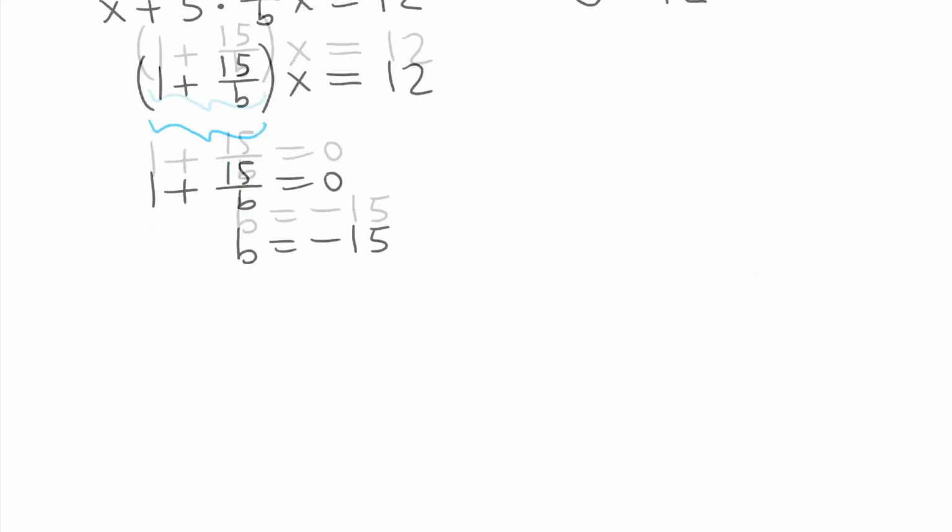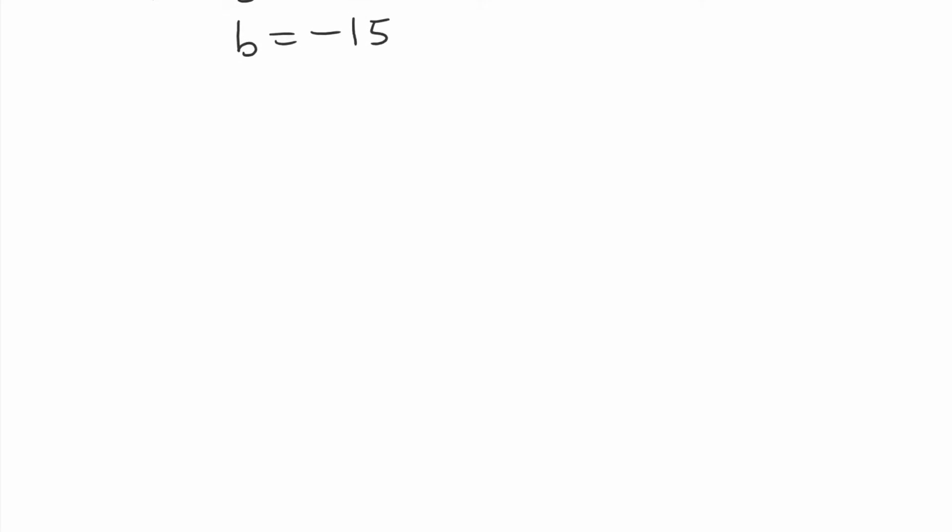And now finally, using elimination. So again, let me write the two equations here. We have x plus 5y is equal to 12. And then we have 3x minus b times y is equal to 0. And now let's say I want to eliminate the x variable to solve this.